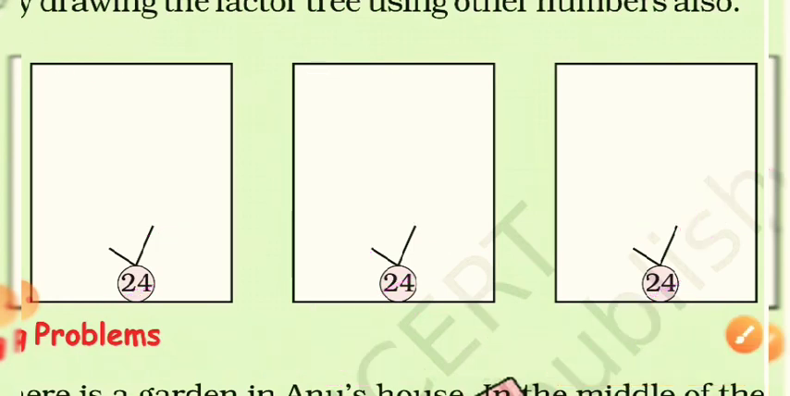So let me take another example for factor tree. Let me take a big number like 100. 100 is a very big number. So let's make a factor tree for 100. Here we will make a factor tree for 100 in many different ways.